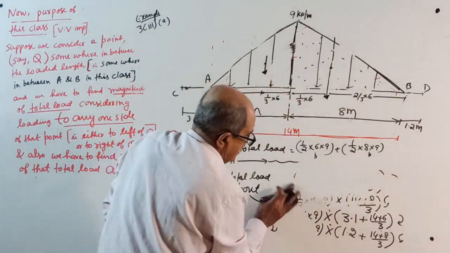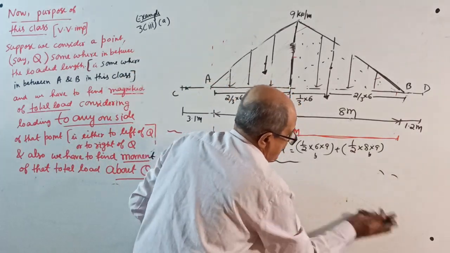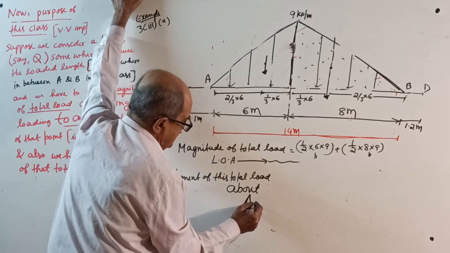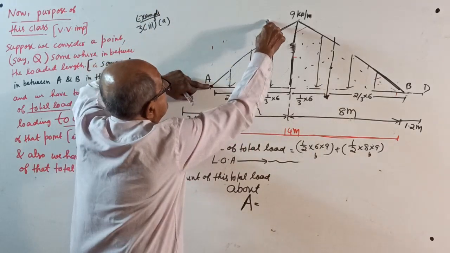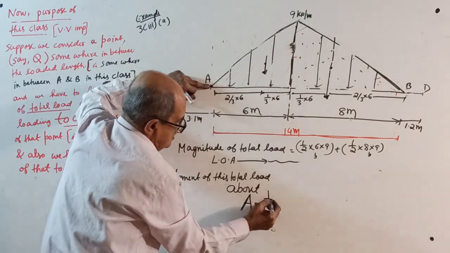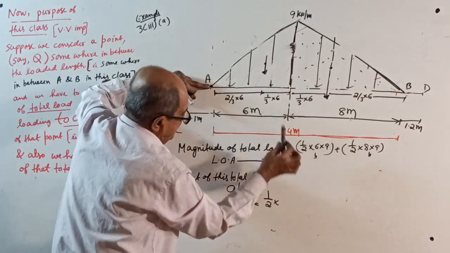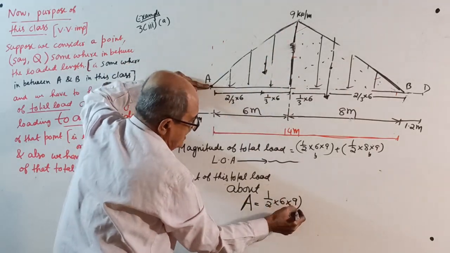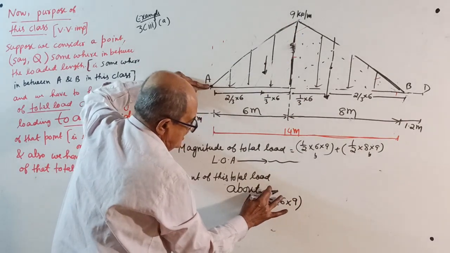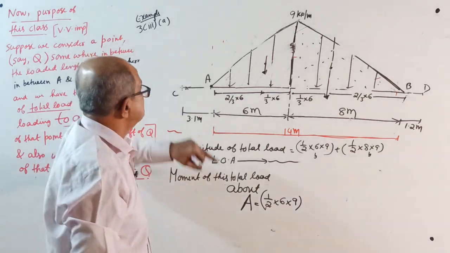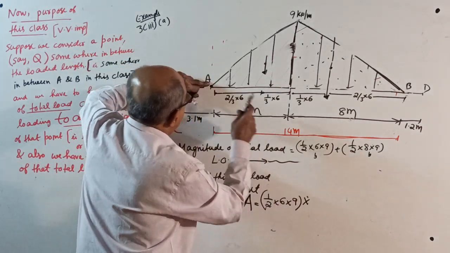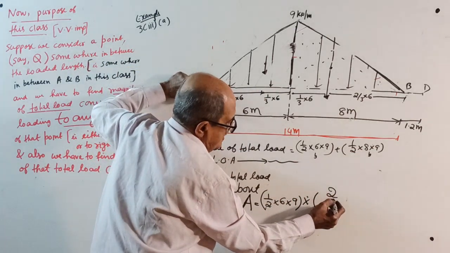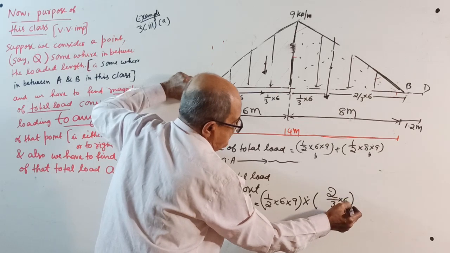Now, moment about points you want. Okay, write one by one point. Now, moment about A. See here. This load, half into 6 into 9, this all already over earlier. That's why I'm doing fast. If it's something new, I will not do this fast. Multiplied by, from here to here is 2 by 3 of 6.